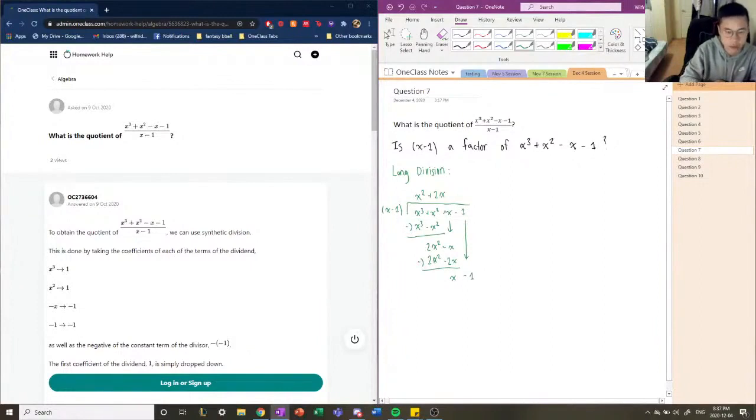So how do we get rid of this x minus 1? We just multiply our divisor by 1, and this is what we get, x minus 1. If we subtract, lo and behold, we get a remainder of 0. So now we know the quotient is x squared plus 2x plus 1.